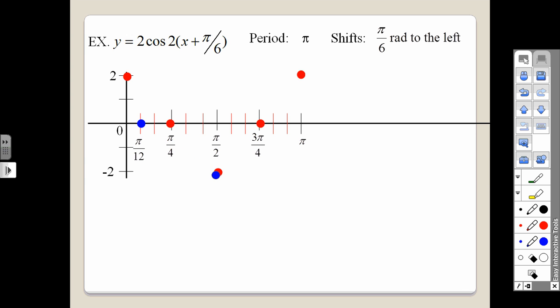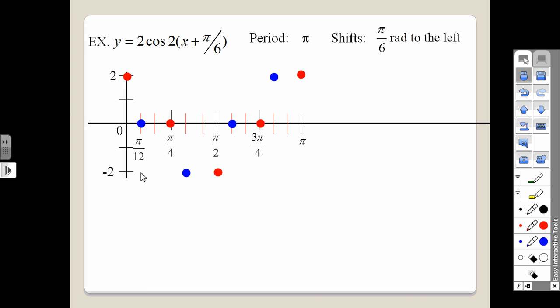This point has to move 2 tick marks, 1, 2, over. This one is going to move 2 tick marks, so it's going to go right here. And then this is going to move 2 tick marks as well, so it's going to be right there. And so we need to actually figure out what the values are at this tick mark, at this tick mark, and at that tick mark.